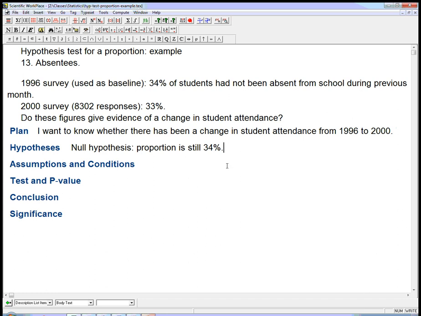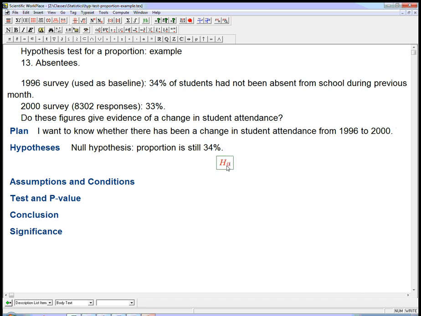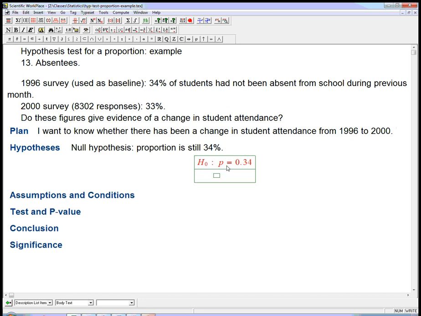Okay, so in terms of the notation, H naught is the hypothesis that the true proportion is 0.34, and the alternative hypothesis is that the proportion is not equal to 0.34. Now here's where we need to figure out whether we want a one-sided test or a two-sided test. We're asked, do the figures give evidence of a change in student attendance?